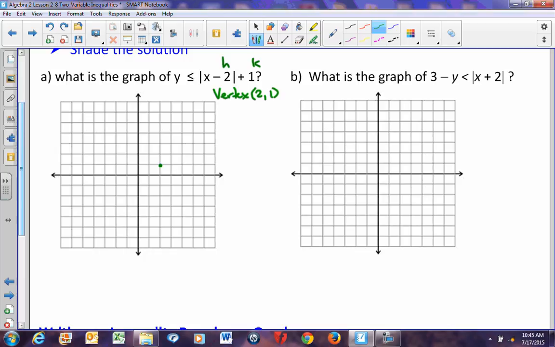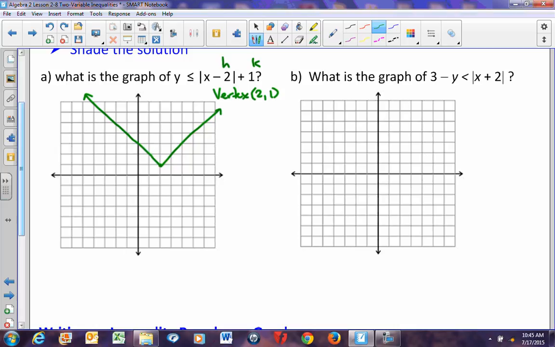It is a solid line because it's a less than or equal to. The slope is 1, so I'm just going to go up 1 over 1, up 1 over 1, up 1 over 1, all the way through here. So here's my graph. Now I need to determine where I'm going to shade it.